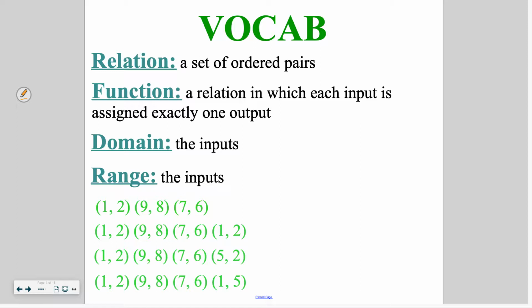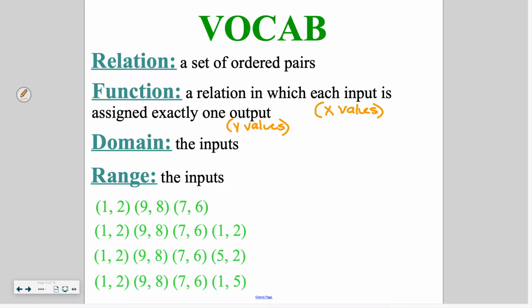So first, a relation is a set of ordered pairs. So any list of any points that can be put onto the graph. A function is a specific type of relation where each input, when we're talking about inputs, we're talking about x values on a graph, is assigned exactly one output, which on a graph is going to be y values.